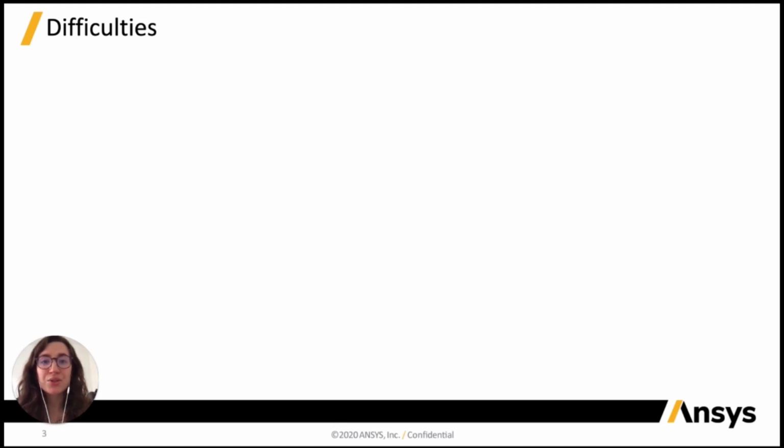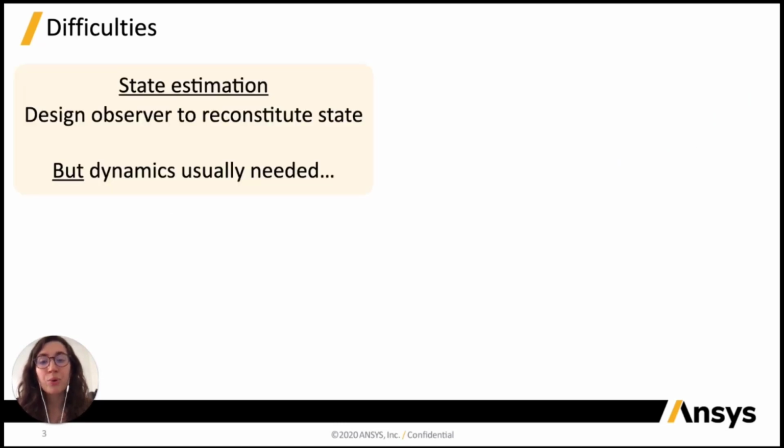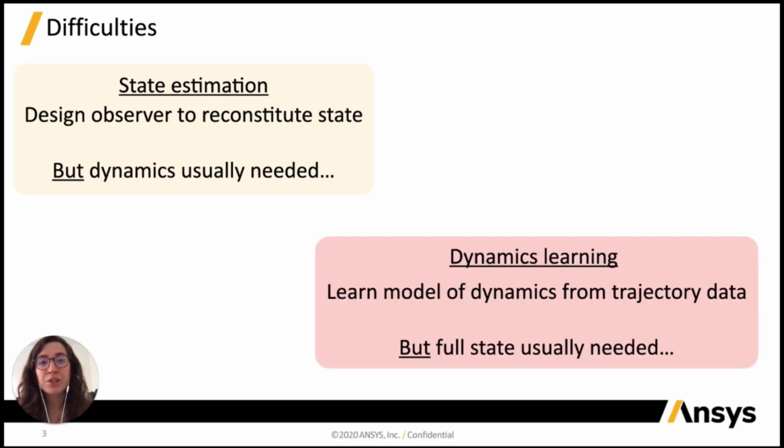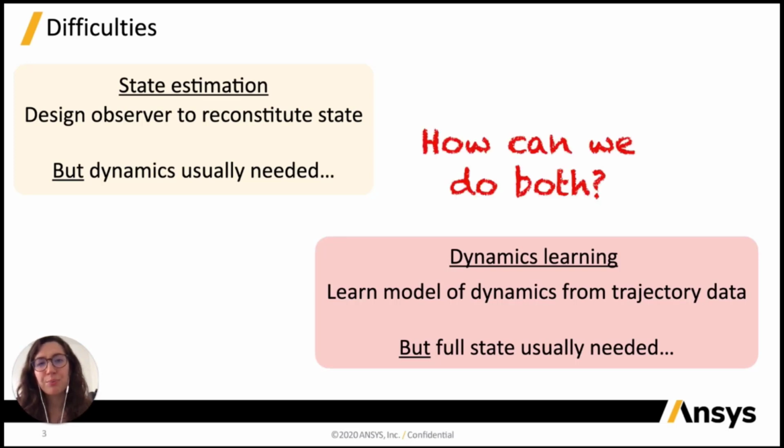Now, why is this difficult? Well, it combines two research problems. On the one hand, we have state estimation. We need to reconstitute a full state from these partial and noisy measurements, which is already its own research topic, and for which most state-of-the-art methods need an accurate model of the dynamics. And on the other hand, we need to learn part of the dynamics, which is also its own research topic, and for which full state data is usually needed. So how can we do both of these things at the same time?